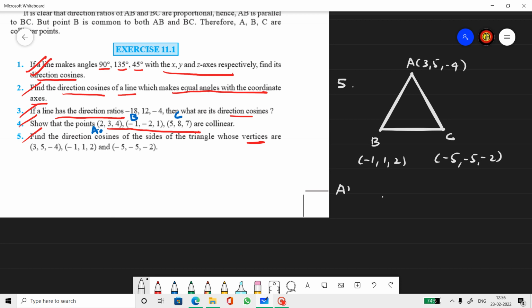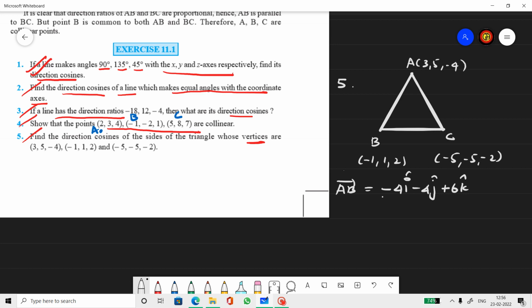Let's find AB vector. Now AB vector is OB minus OA. So minus 1 minus 3, which is minus 4. So we get minus 4i, and then 1 minus 5, minus 4j, 2 minus of minus 4, so plus 6k cap. So this is AB vector.